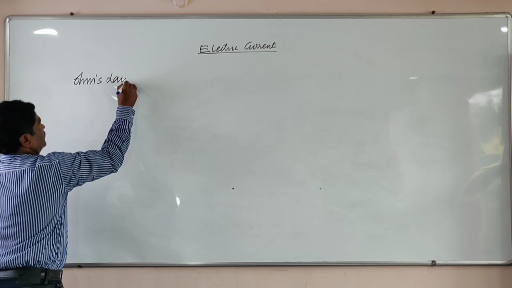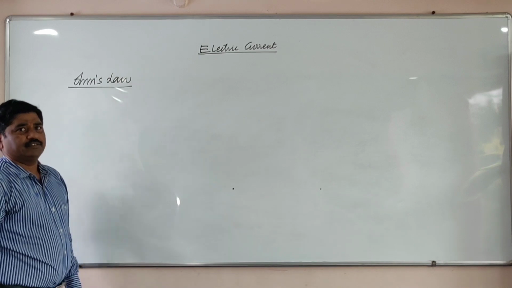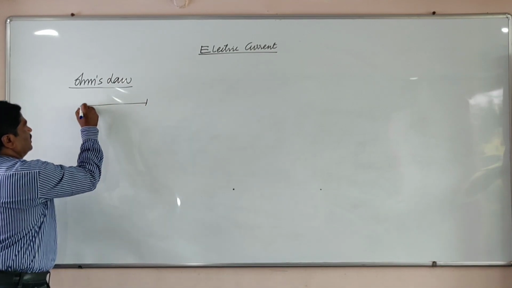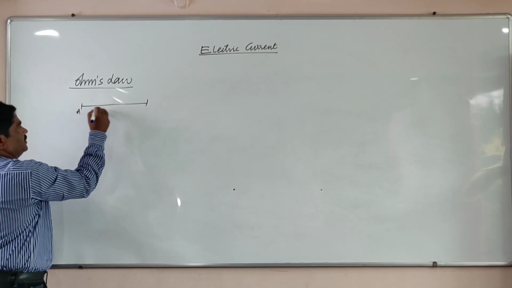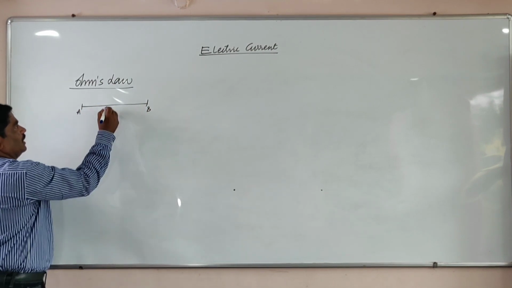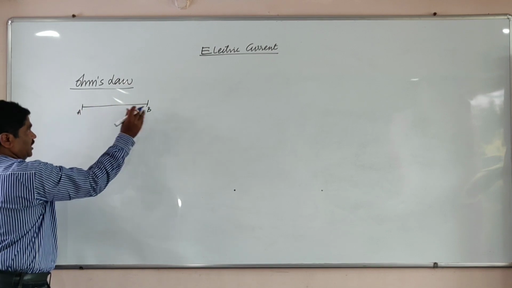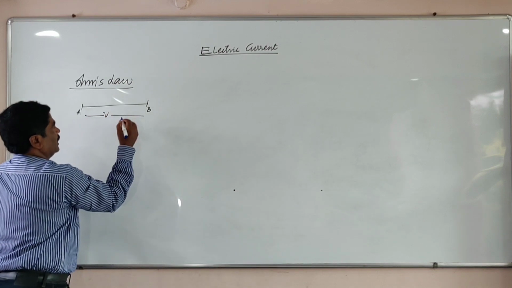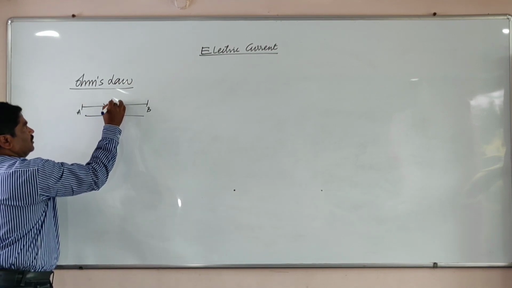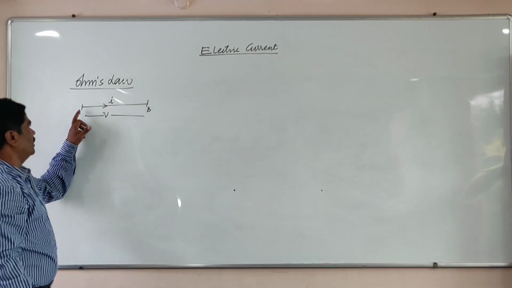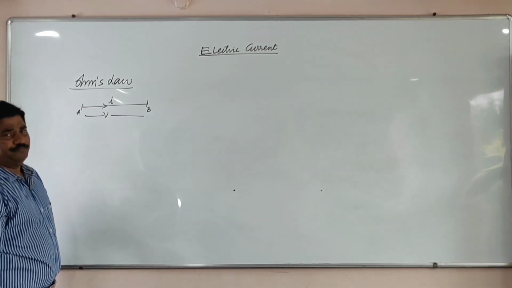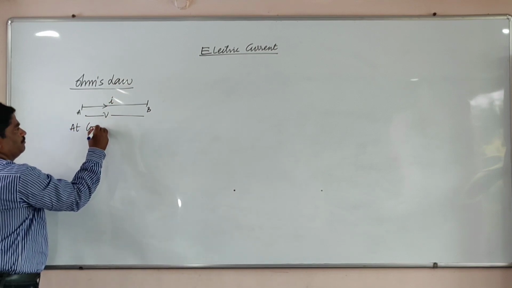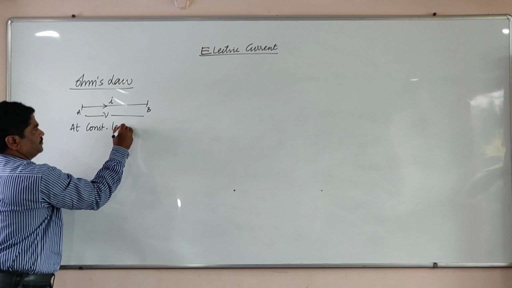This is the law given by Simon Ohm, and it says that whenever an electric current flows between two points A and B, and A and B differ by a potential difference V, and the electric current flowing through this conductor from A to B is I, now this Ohm's law is defined at constant temperature.